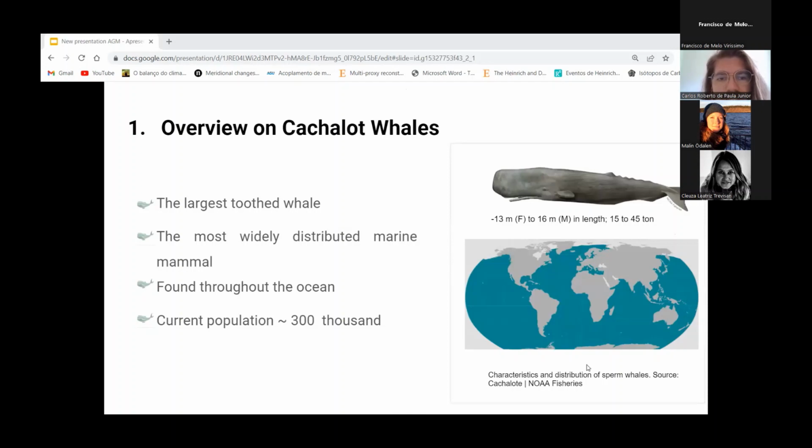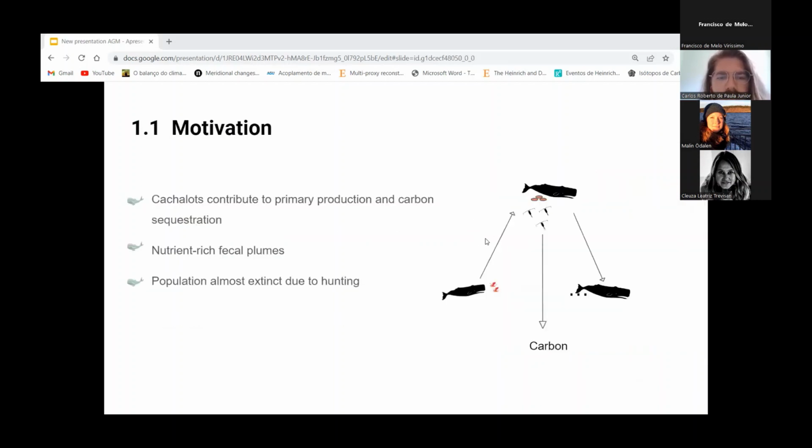the largest toothed whale and is present in all oceans, as shown in the figure beside, indicated in blue color in this figure. And its current population is approximately 300,000 individuals. The motivation for this work was the ecological influence of this species on carbon sequestration. This is mainly due to the release of fecal plumes on the surface, as shown in this simple example, favoring primary production.